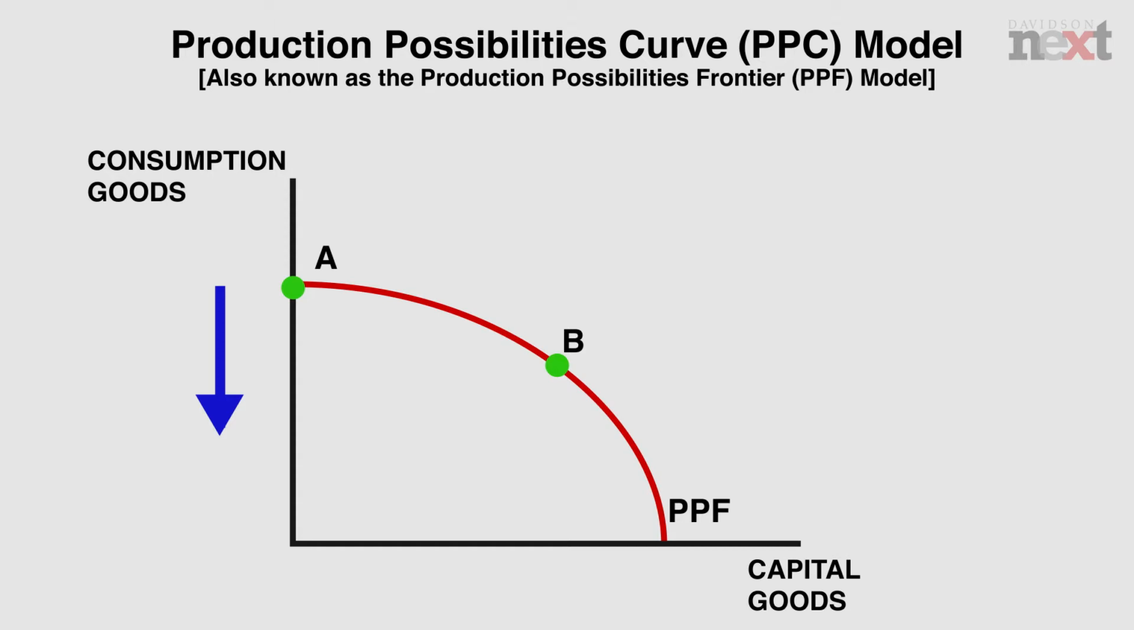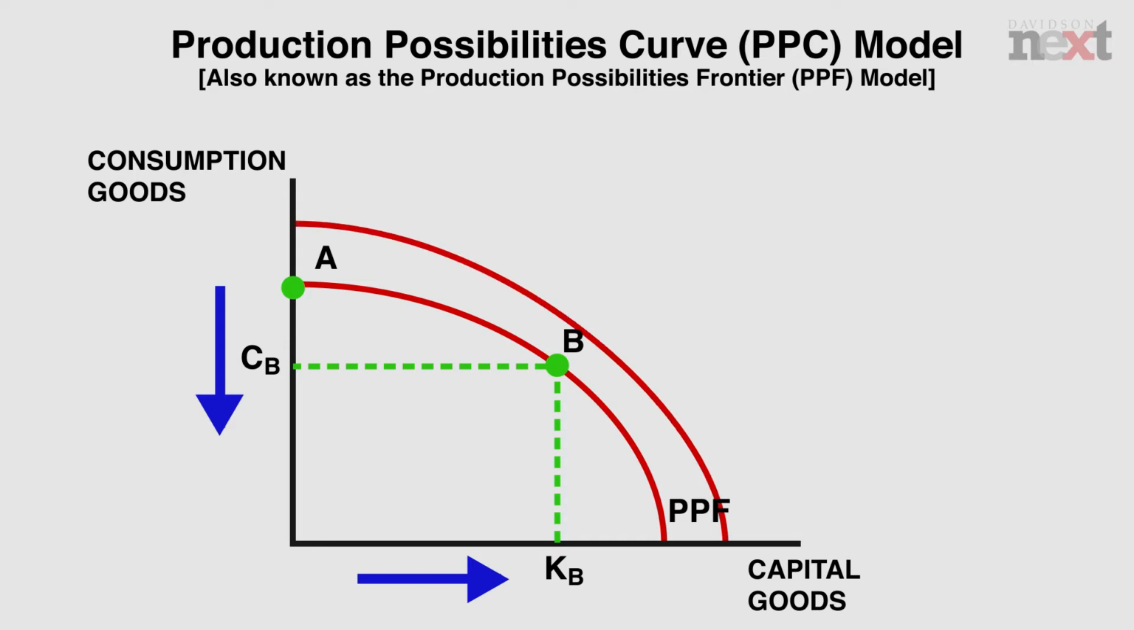So at point B, we consume less than what we did at A, but now we're able to get more capital. What does that mean for the future? We saved, we invested, we got new capital that increases our capital stock in the next year. So next year, when that capital becomes available to be used to produce goods and services, our PPF is going to shift out because we have more available resources or better technology that increases our potential to produce goods and services. So there we've used the PPC model, the production possibilities curve model, to show economic growth.